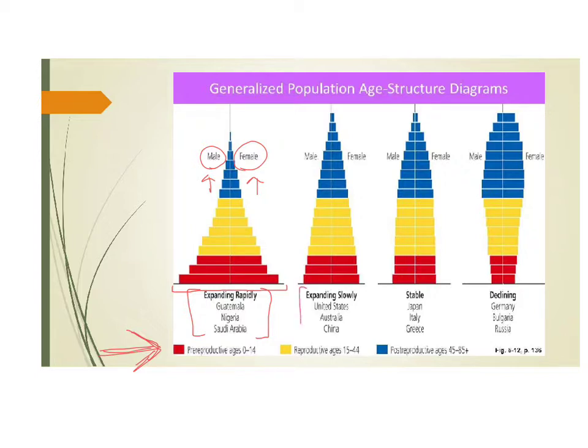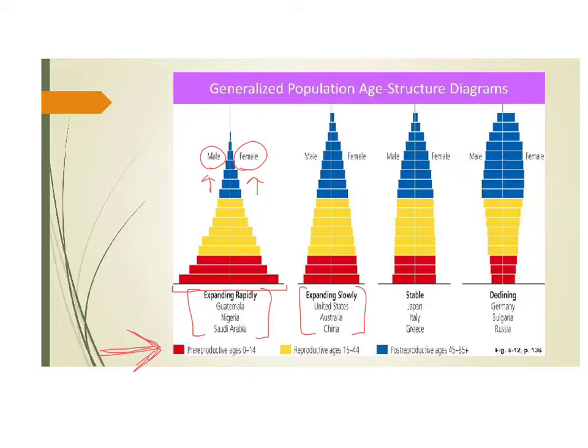Some examples of countries that are expanding slowly are the United States, Australia, and China. And again, those are interesting case examples because they're expanding slowly for different reasons. And again, we're going to get more into this when we get into our next one. The United States is expanding slowly, largely due to immigration. The birth rate among Caucasian Americans has been quite low, lower than replacement rate for many years. But immigration keeps us expanding slowly.